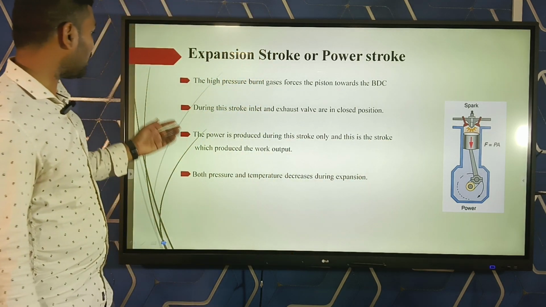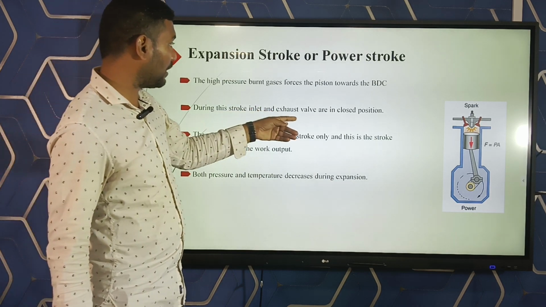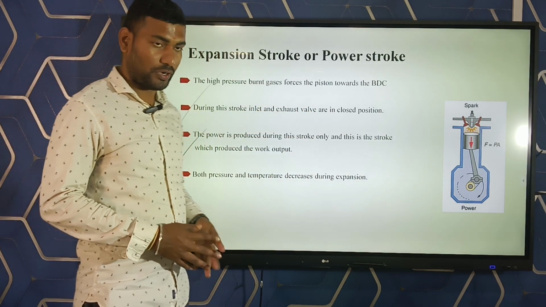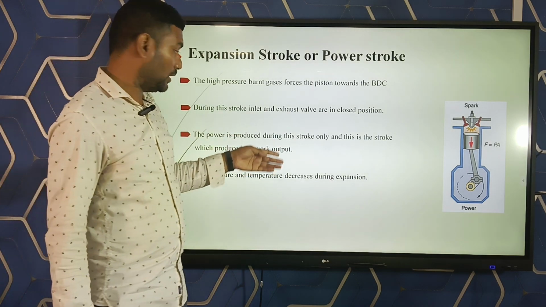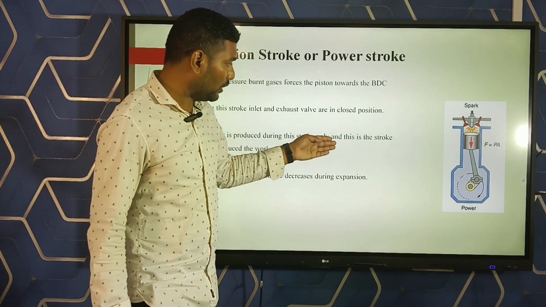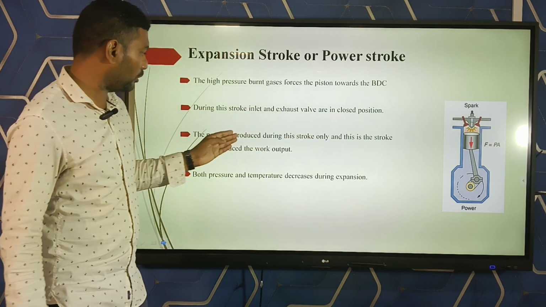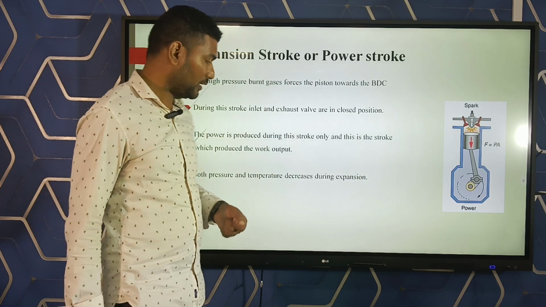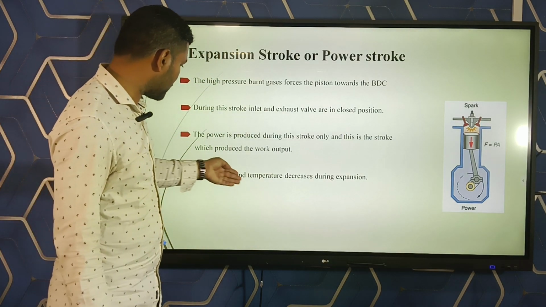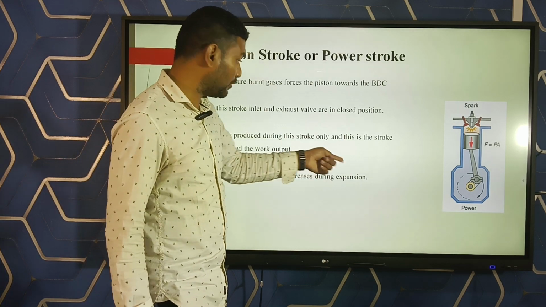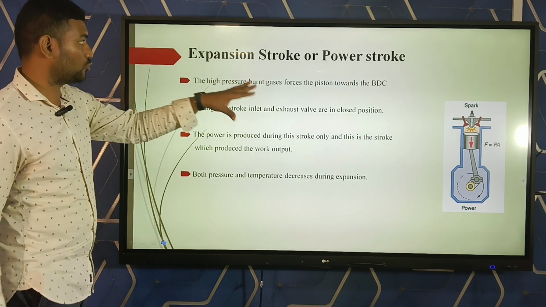The second point is during this stroke, inlet and exhaust valve are in closed position. Third point is the power is produced during this stroke only, and this is the stroke which produces the work output. The fourth point is both pressure and temperature decrease during expansion. This is your expansion stroke.